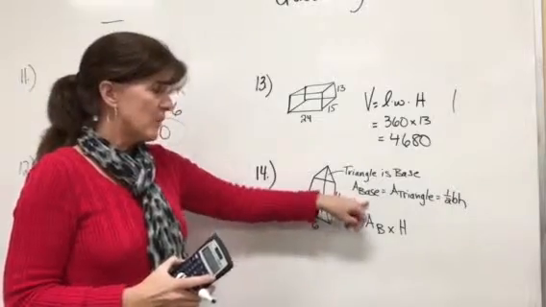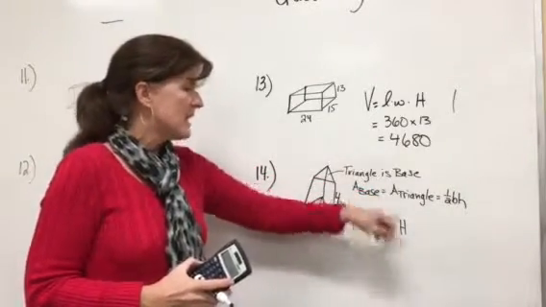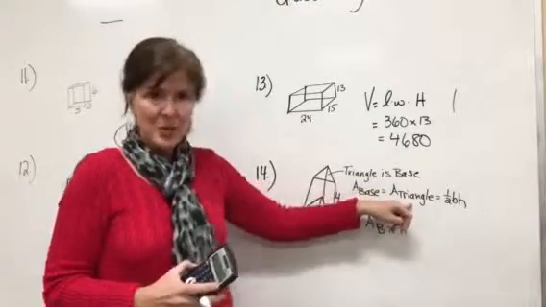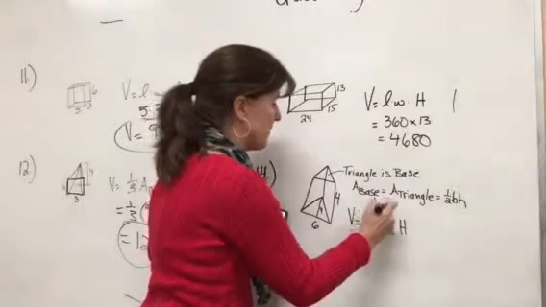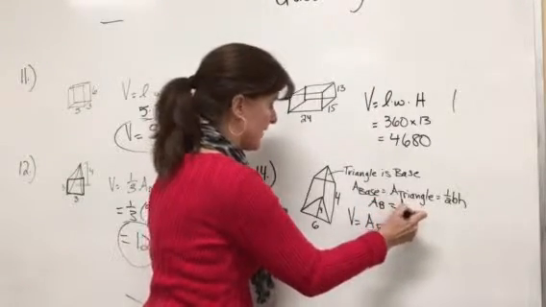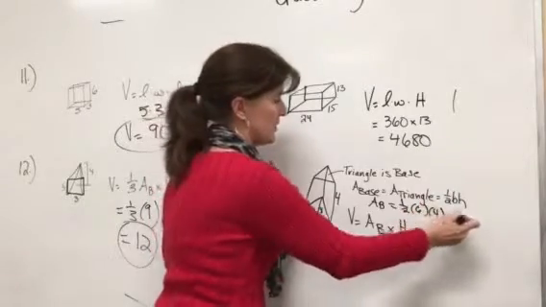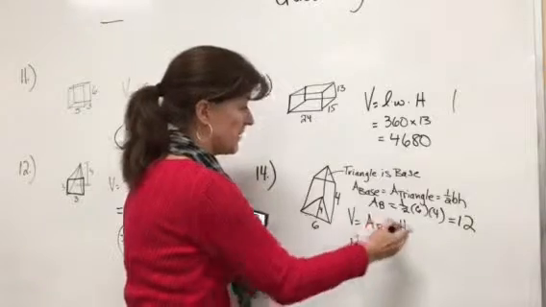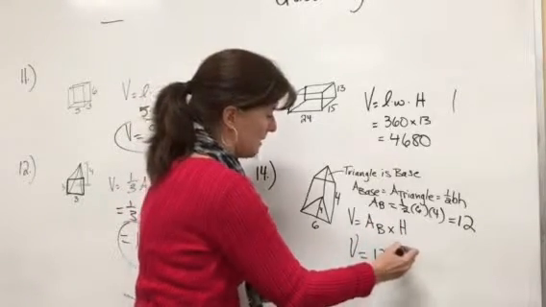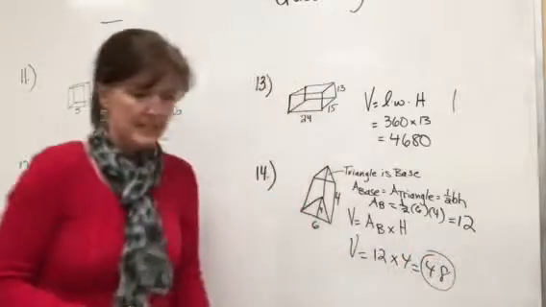And then you're going to use the formula area of the base times height. And the area of the base, since it's a triangle, is 1/2 base times height. So the area of the base equals 1/2 times 6 times 4, which equals 12. And then volume is area of the base, which is 12, times height, which is 4. And your answer is 48.